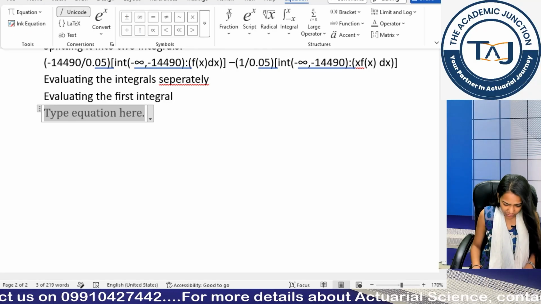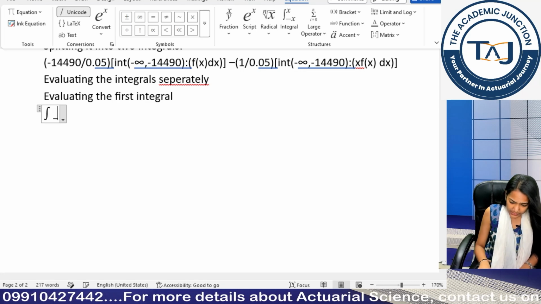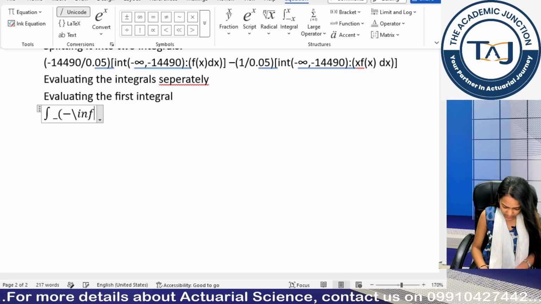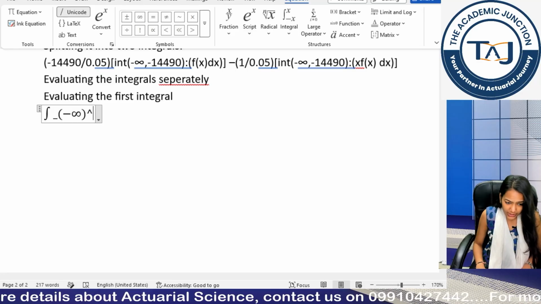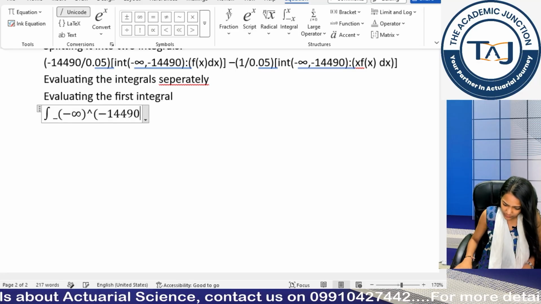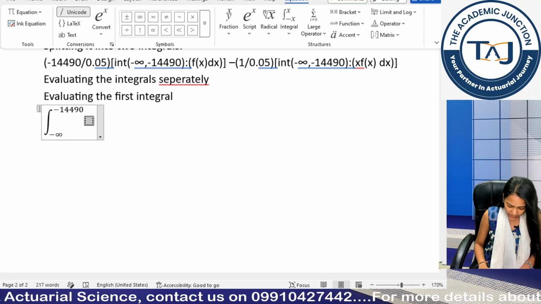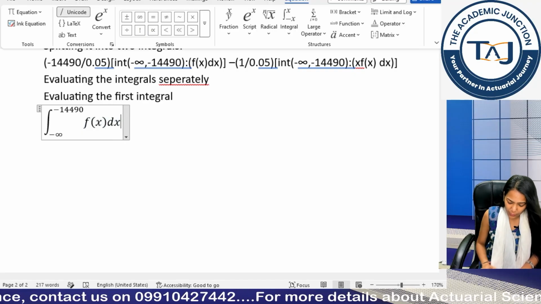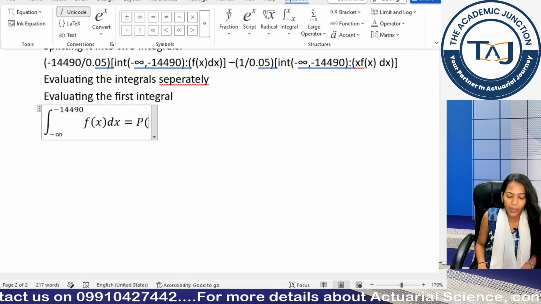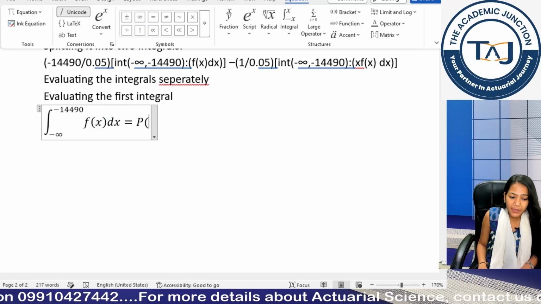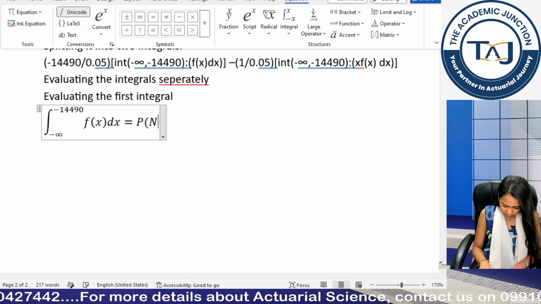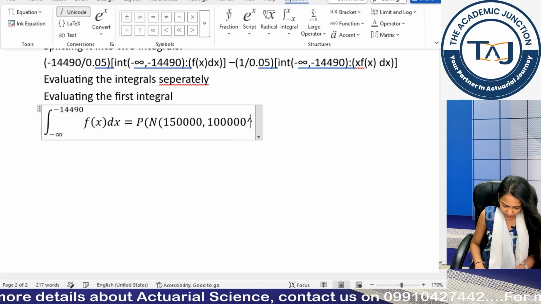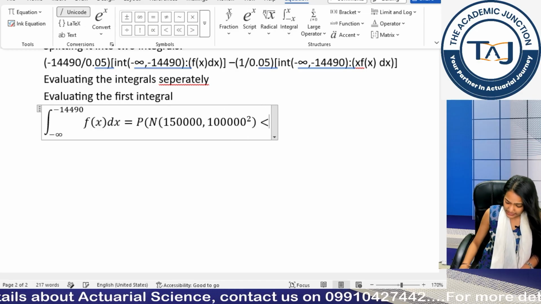So, let us use normal equation at this time, int space bar underscore to get the lower limit, brackets minus backslash infty brackets close, shift 6 to get this sign, again minus 14490 brackets close, space bar. Okay, fx dx. I want to move out of this bracket. This can be expressed in the form of normal distribution because this is basically the CDF. Okay, so normal, this is less than minus 14490.